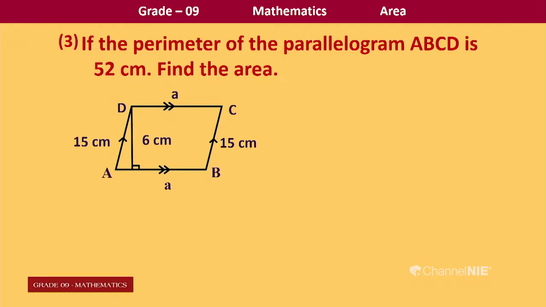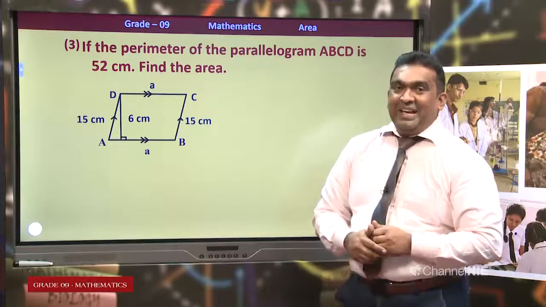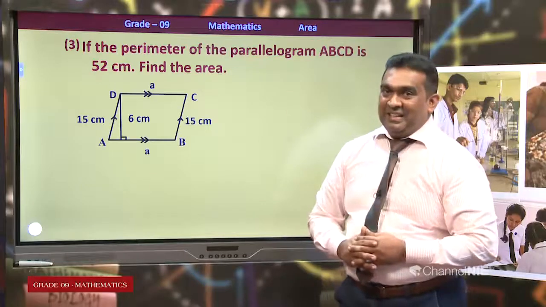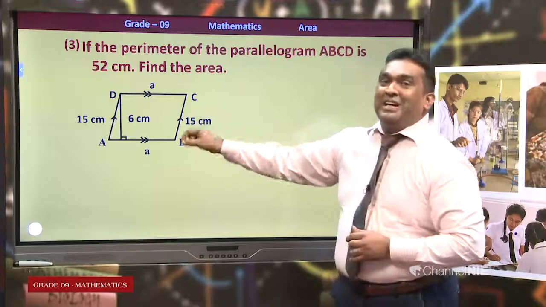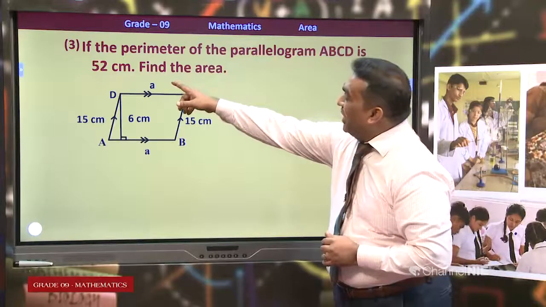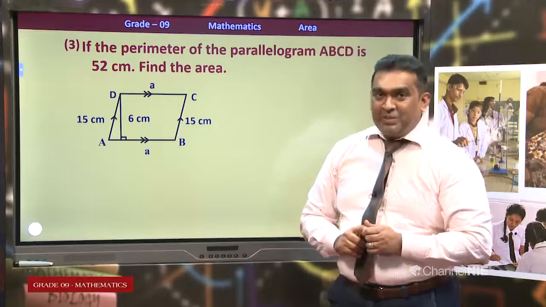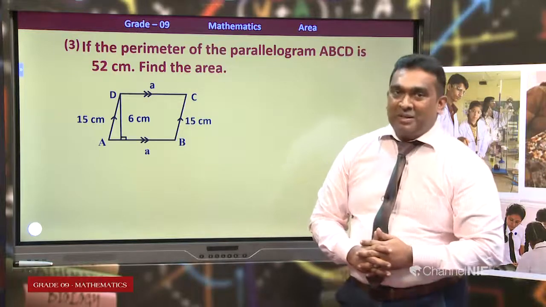If you want to find the area, you want to get the base and perpendicular height. Then if you want to find out the base, you want to find out simple A. A means a side length, right? Now you have to make an equation in terms of A to find out the value of AB. That is why we have that perimeter 52. 52 is the sum of lengths surrounding the parallelogram.